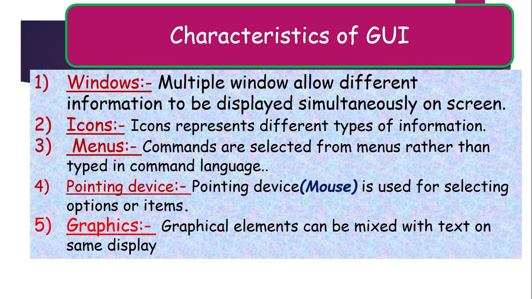The second point is icons. Icons represent different types of information. In a graphical user interface, on some systems icons represent files and folders, and on some systems icons represent processes. So it means icons show different types of information.